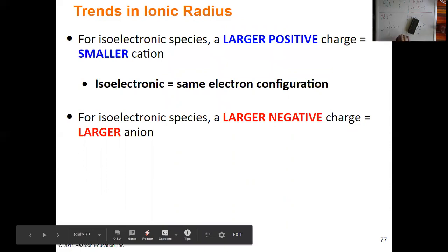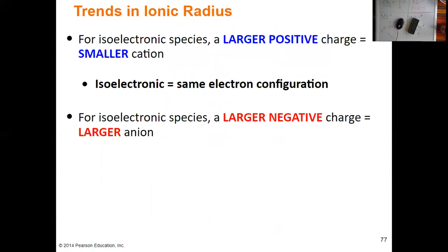For anything that is isoelectronic, that means they're different atoms, different ions, but they're going to have the same electron configuration. When you have isoelectronic species, the cation with the larger positive charge is going to be smaller. So if you have a list of isoelectronic species with a cation, a neutral atom, and an anion, your cation will be the smallest, your neutral atom will be intermediate, and your anion will be the largest.